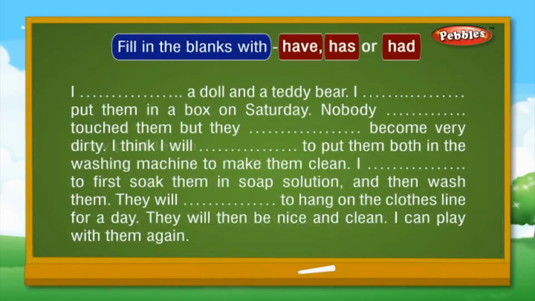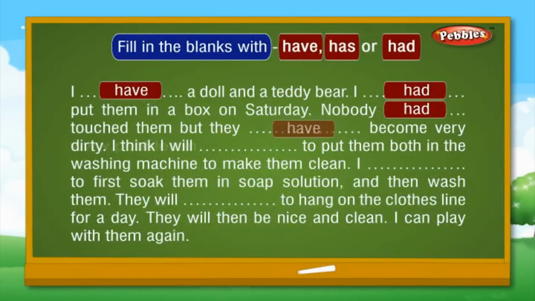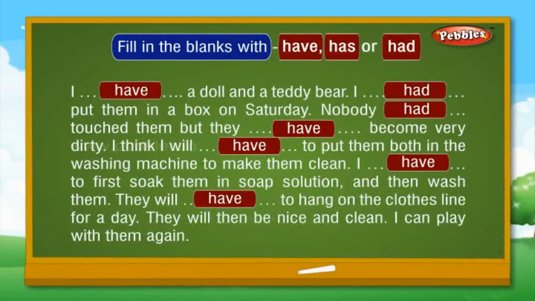Oh, here are the answers. I have a doll and a teddy bear. I had put them in a box on Saturday. Nobody had touched them, but they have become very dirty. I think I will have to put them both in the washing machine to make them clean. I have to first soak them in soap solution and then wash them. They will have to hang on the clothesline for a day. They will then be nice and clean. I can play with them again.